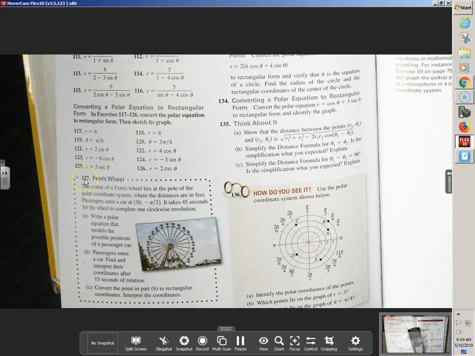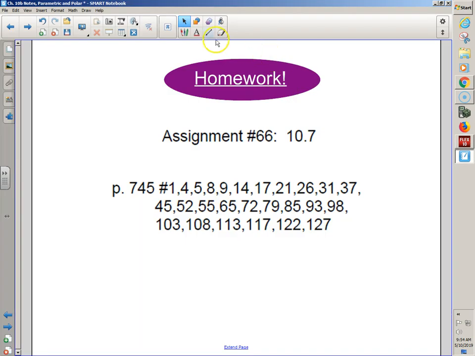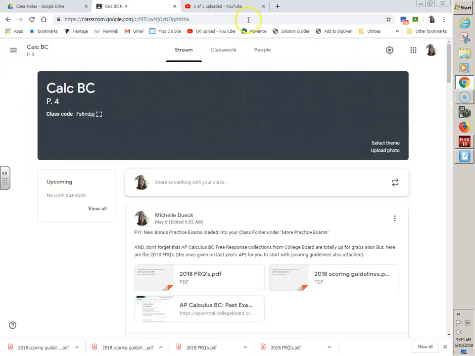Maybe I'll take away the Ferris wheel problem just to be nice. You're welcome. Are we done complaining now?